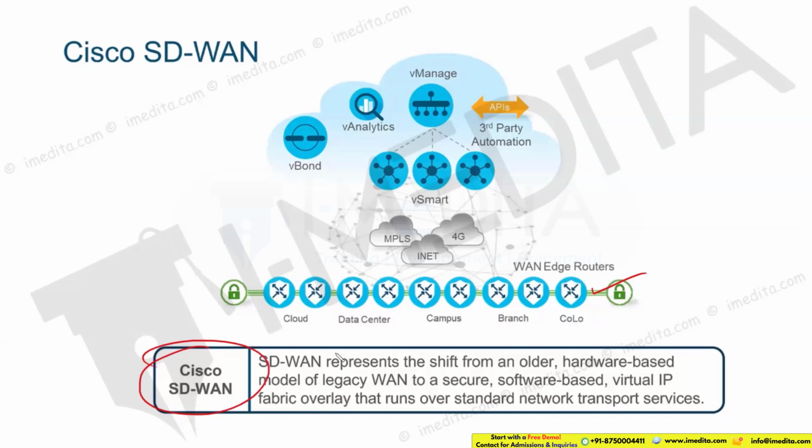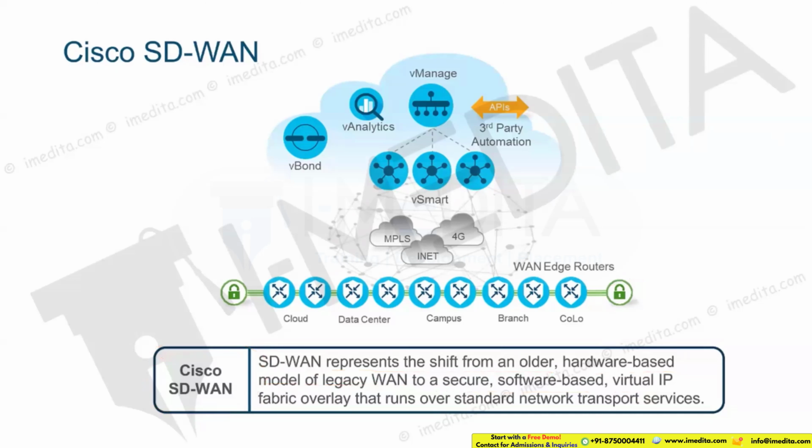So Cisco SD-WAN represents the shift from the older hardware-based model of legacy WAN to a secure, software-based virtual IP fabric. So it will also create a fabric. Fabric is nothing but a virtual network that runs over the standard network transport services. So we are not asking you to change your transport services. If you want to use MPLS, keep using MPLS. If you want to use Metro Ethernet, keep using Metro Ethernet. If you want to use a broadband internet connection, keep using broadband. So it's up to you.